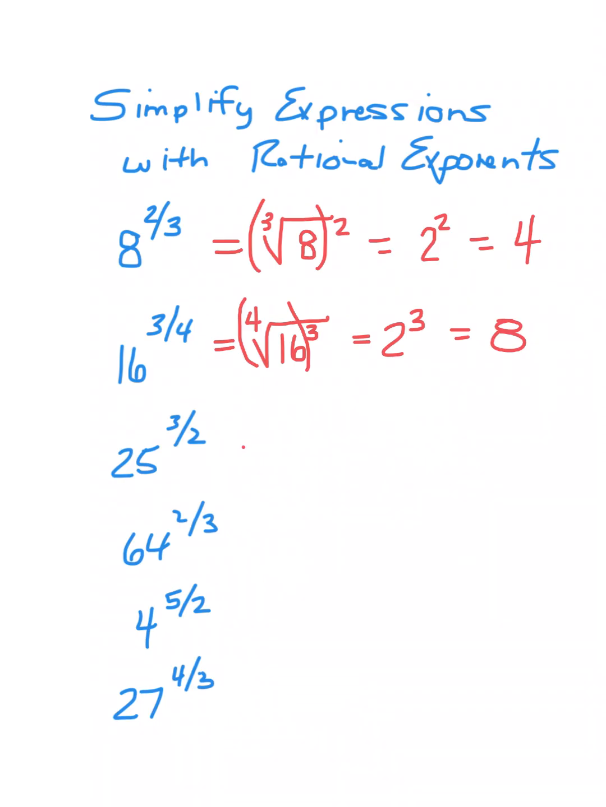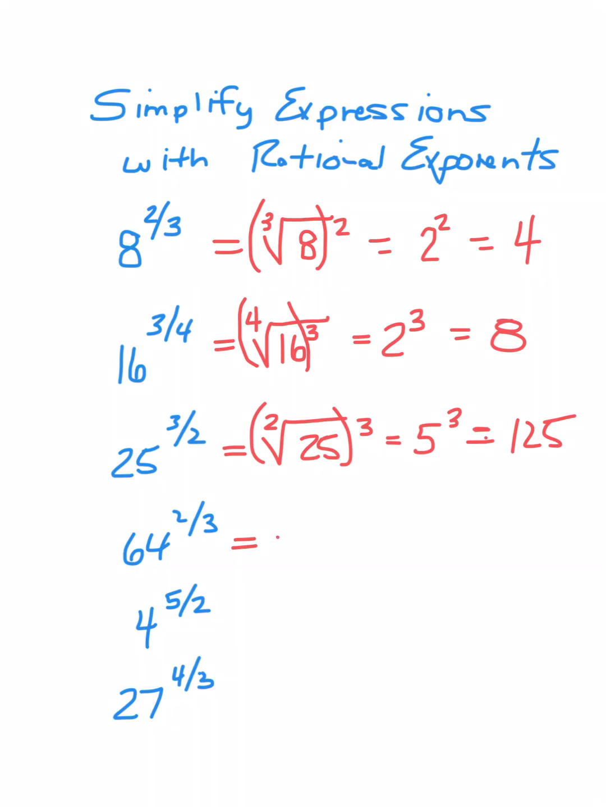25 to the 3/2 power. That is the square root. Don't really need the 2 there. It's just assumed to be there. Cubed. And the square root of 25 is 5. 5 to the 3rd power is 125. 5 times 5 times 5.